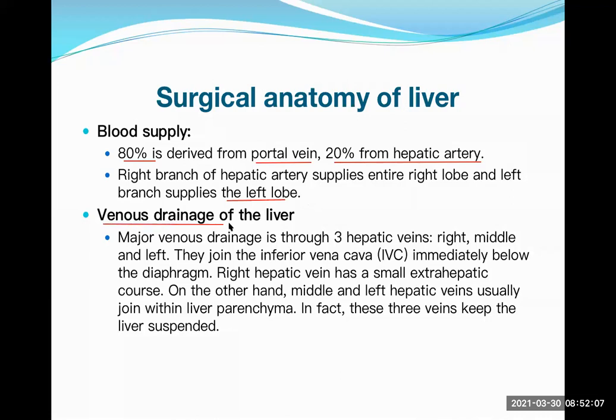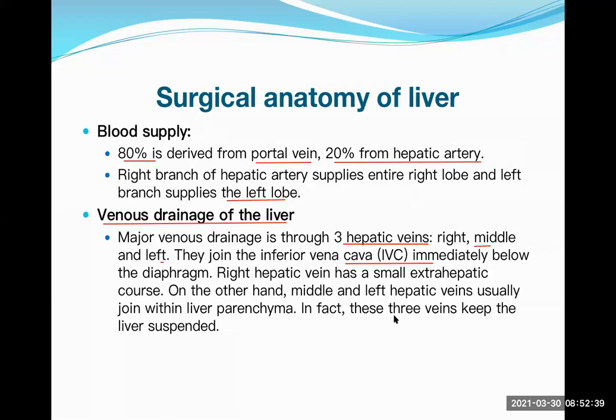Now, what about the venous drainage of the liver? This is done by three hepatic veins. These three hepatic veins are not present in the porta hepatis, though. They are present on the supero-posterior aspect of the liver. They are the right, middle, and the left. They join the inferior vena cava immediately. So the venous drainage is into the inferior vena cava, and that inferior vena cava takes the blood to the right atrium.